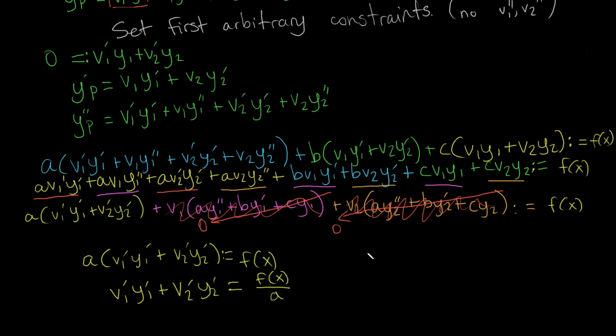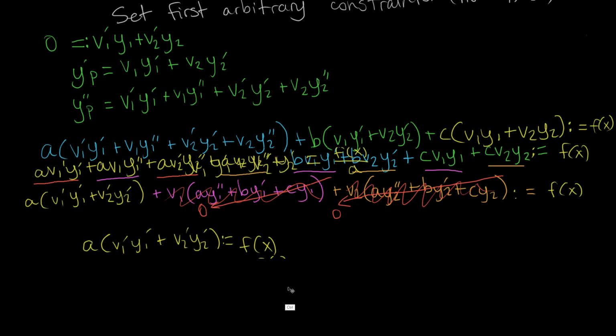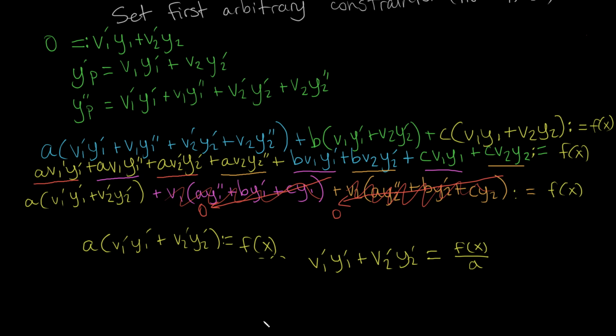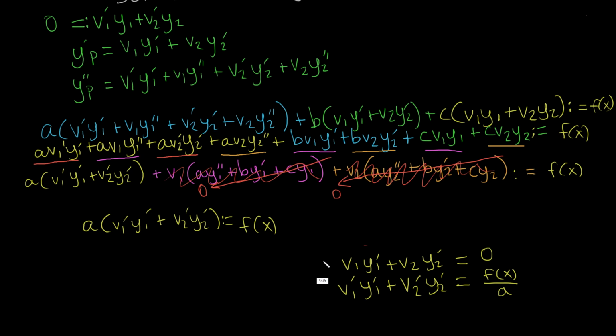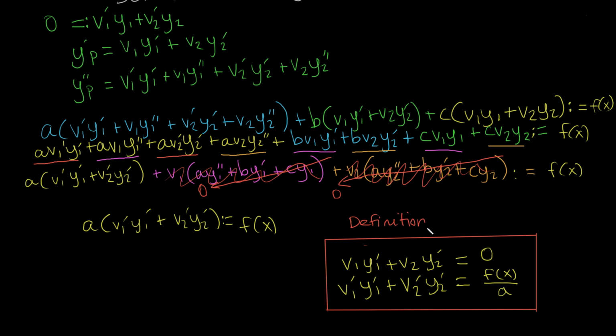And now if we consolidate what we know, I'll clean it up slightly by erasing nicely. We also know this first condition here, that v1 times y1 prime plus v2 times y2 prime must equal 0. That was one of our arbitrary constraints. So if we have these two constraints, these can define for us our function. These two constraints define v1 and v2. So this is the definition of v1 and v2. It's algebraically defined, but that's fine.